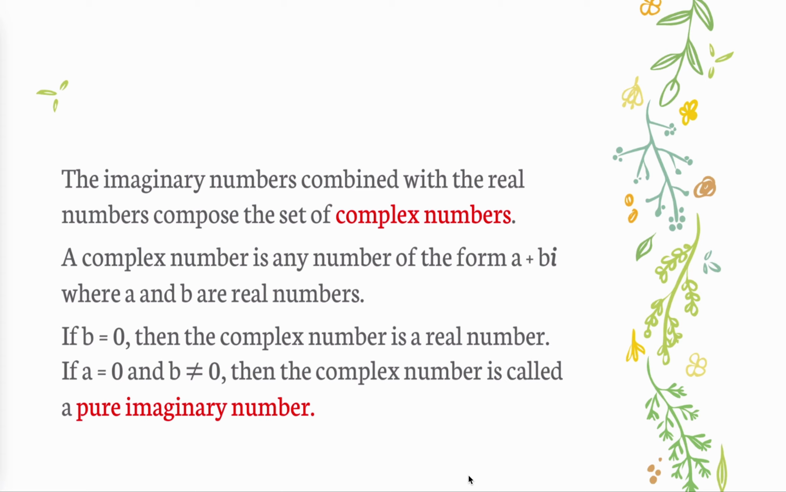Imaginary numbers combined with real numbers compose the set of complex numbers. A complex number is any number of the form a plus bi, where a and b are real numbers. If b equals 0, then the complex number is a real number, if you just have the a and not the bi. If a equals 0 and you just have the bi, then the complex number is a pure imaginary number.